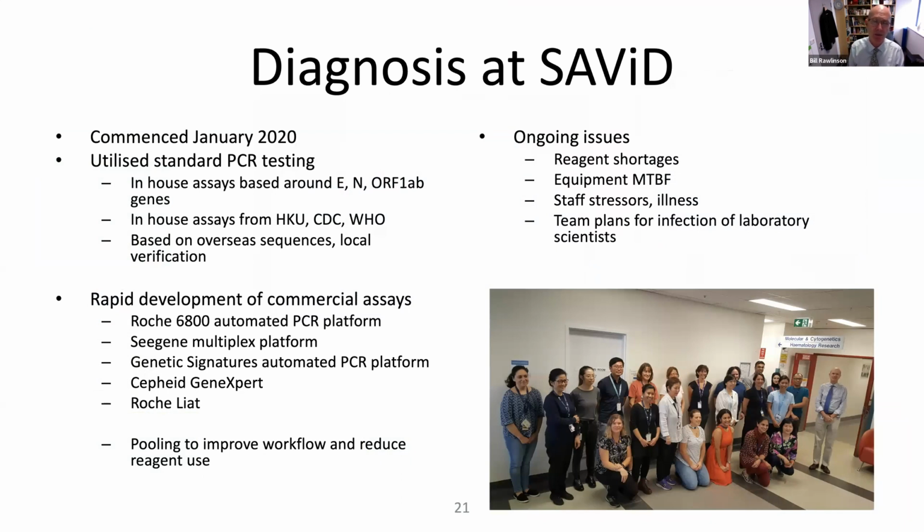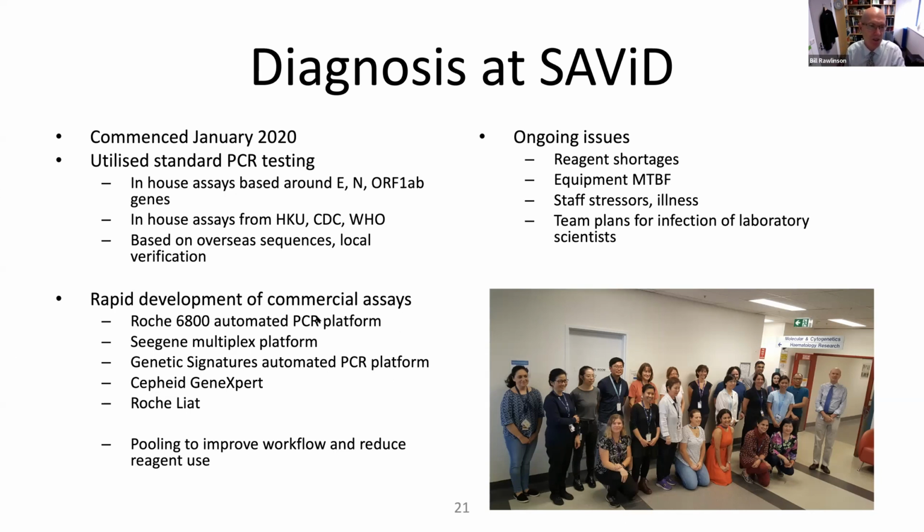We utilised standard PCR. As a research laboratory, we made up our own testing. We had a lot of help from a guy called Leo Poon, who's at Hong Kong University. He sent us out his method in early January, and I acknowledge how much assistance we got from them early on. And then, of course, the commercial assays took over, and I've just shown you some of them.